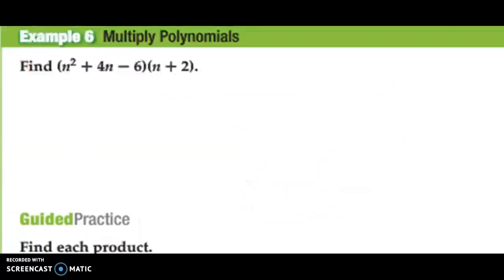The last example I want to look at is example 6. And what we're going to do is we're going to multiply these polynomials. Much like the FOIL method, I'm going to take n squared, I'm going to multiply it by n. That's n to the third. Then I'm going to take n squared, and I'm going to multiply it by a positive 2. That'll be plus 2n squared.